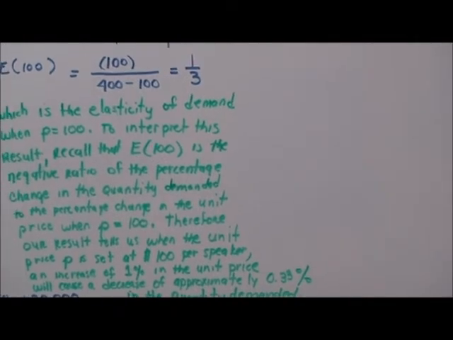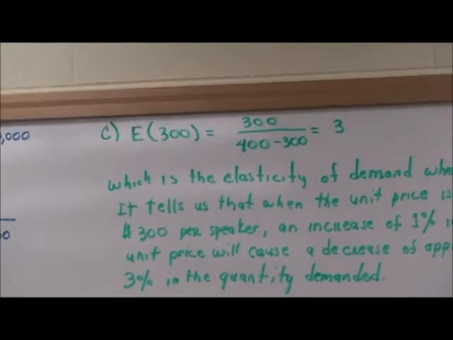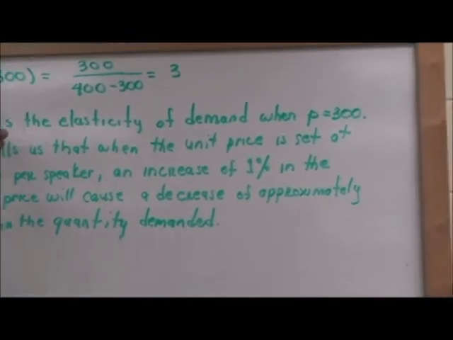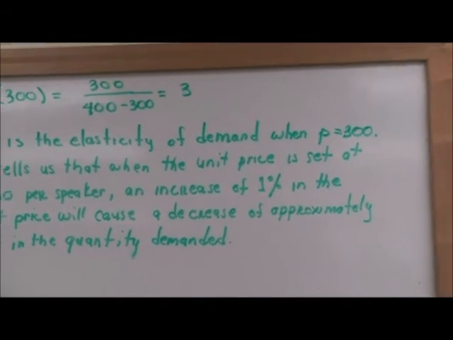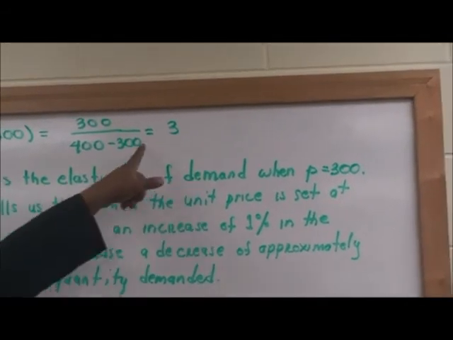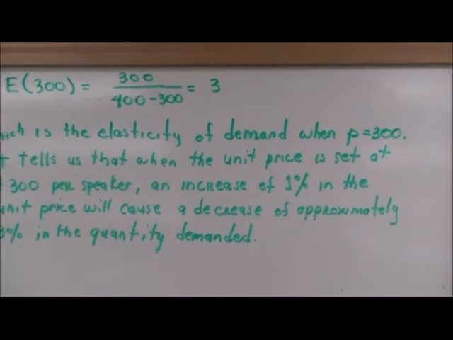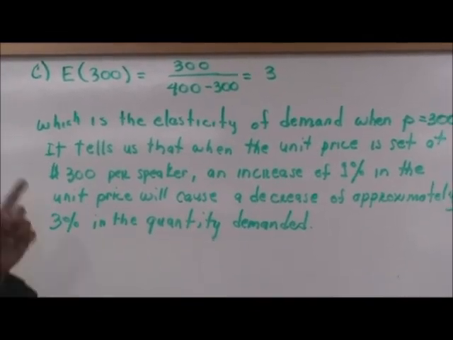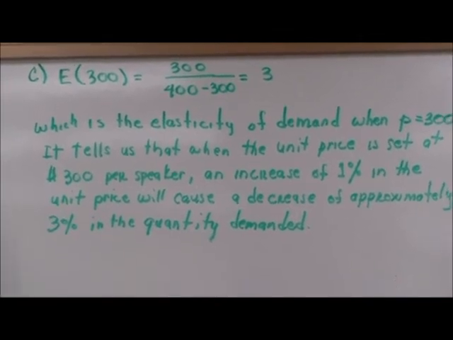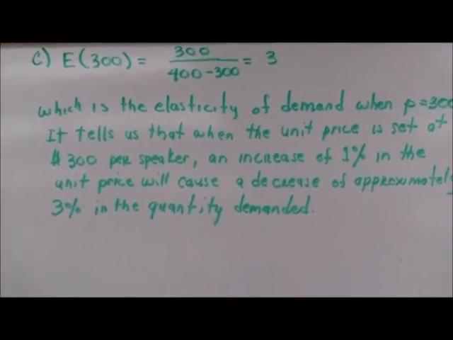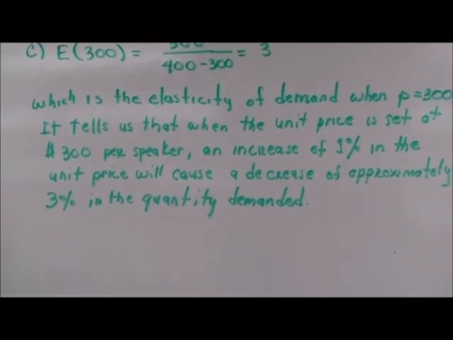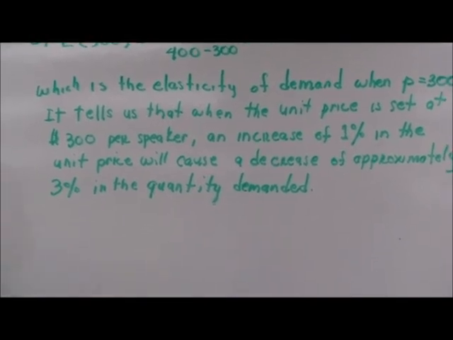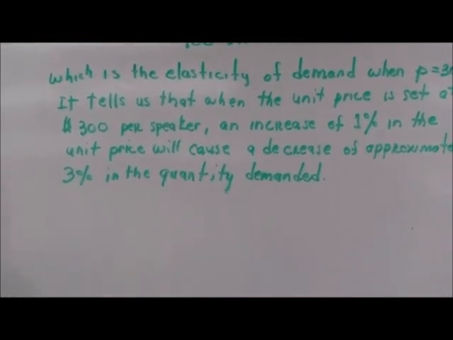Now let's look at C. We want to compute E when P is 300, and interpret our results. When we plug that in, we say 300 divided by 400 minus 300, and we come up with the answer 3, which is the elasticity of demand when P is equal to 300. It tells us that when the unit price is set at $300 per speaker, an increase of 1% in the unit price will cause a decrease of approximately 3% in the quantity demanded.